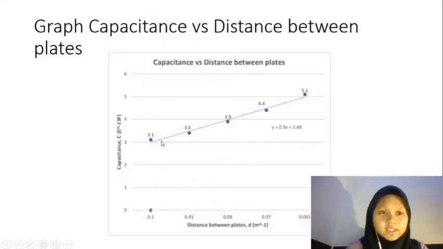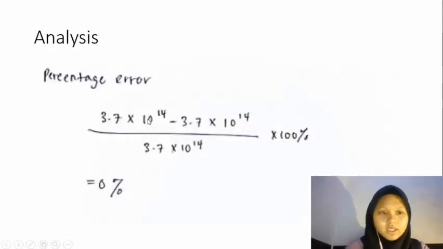Okay, this is the graph, and in the analysis part, we can find the percentage error, and we got a percentage error of 0%. This shows that our experiment is accurate.